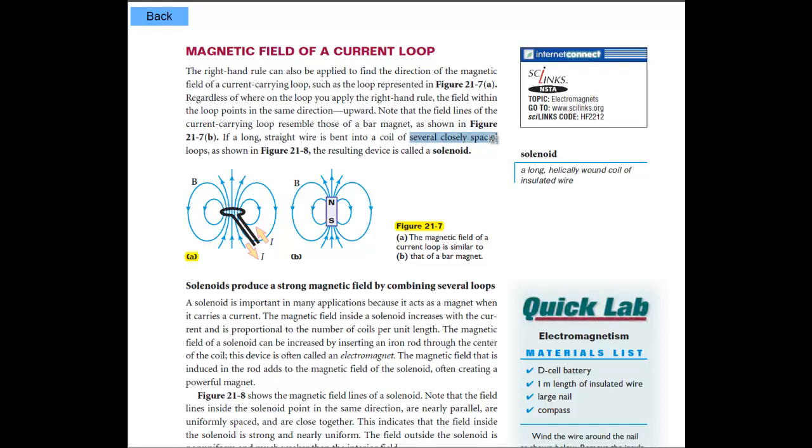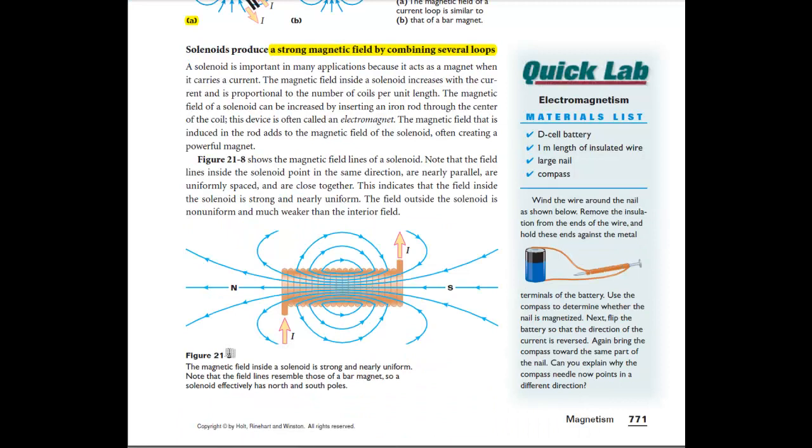But if I add more loops together, each loop will actually help to amplify the overall magnetic field. And now I'm building what's called a solenoid. Solenoids produce strong magnetic fields by combining several loops together. So a typical solenoid we see here in figure 21-8. Current running through the wires, many loops in that area. Inside the solenoid, the magnetic field is quite uniform and it's also very strong. Outside of the solenoid and along the sides, weaker field and non-uniform.